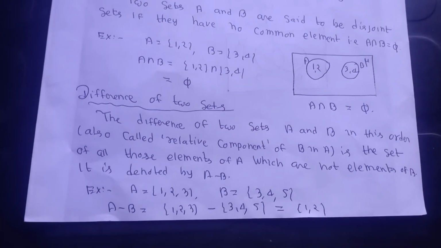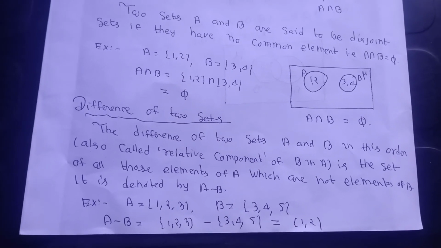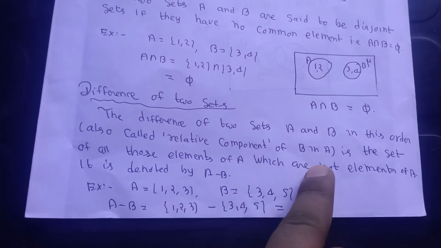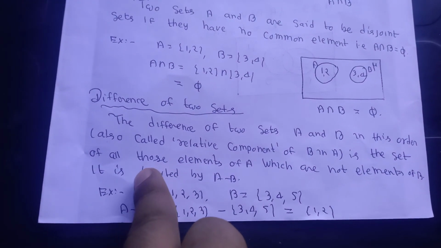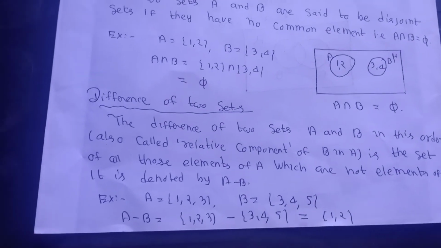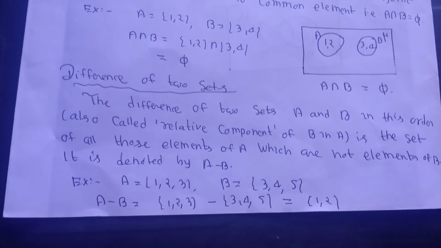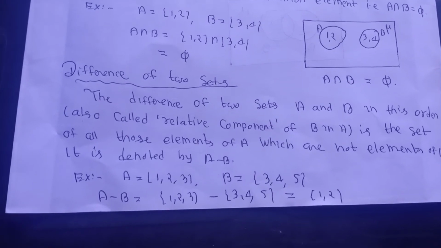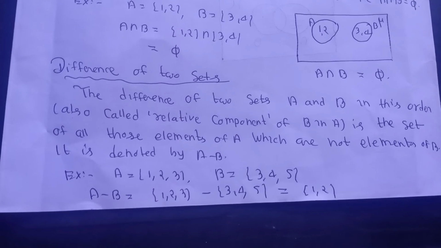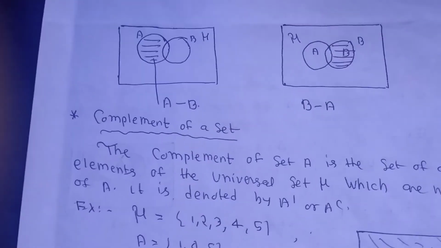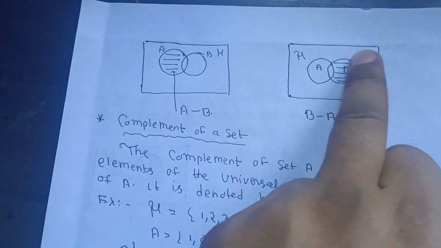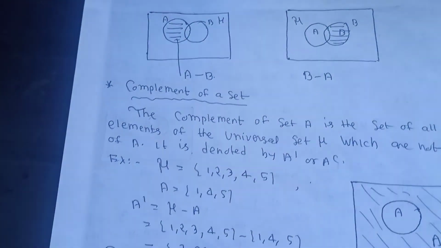Difference of two sets. The difference of the two sets A and B in this order, also called the relative complement of B in A, is the set of all those elements of A which are not elements of B. It is denoted by A minus B. A equals {1, 2, 3}, B equals {3, 4, 5}. Then A minus B is {1, 2, 3} minus {3, 4, 5}, which equals {1, 2}. We represent this in a Venn diagram. This region is denoted by A minus B, and this one is denoted by B minus A.